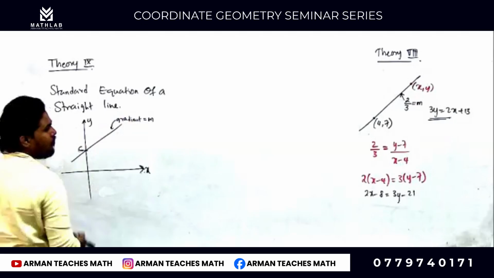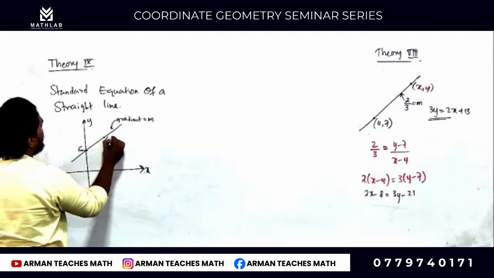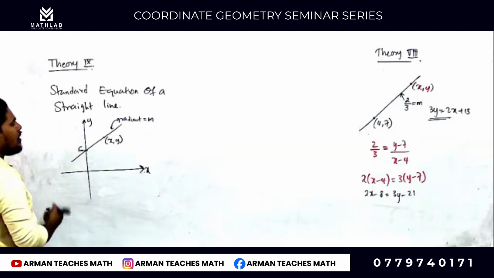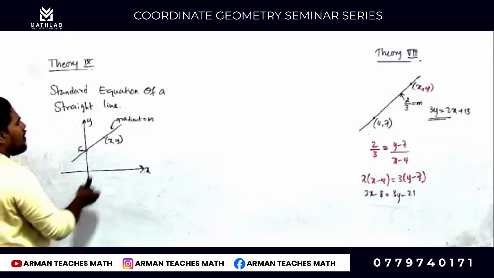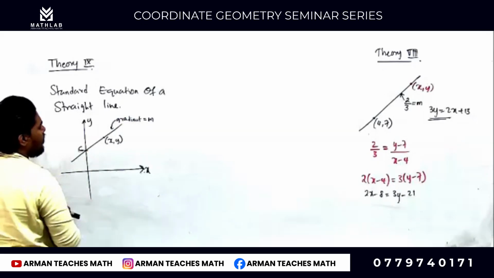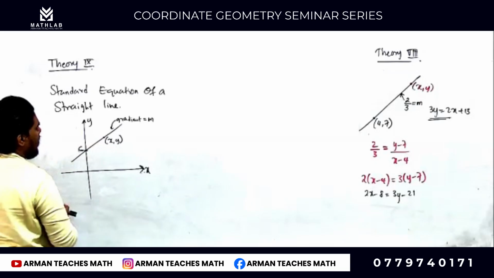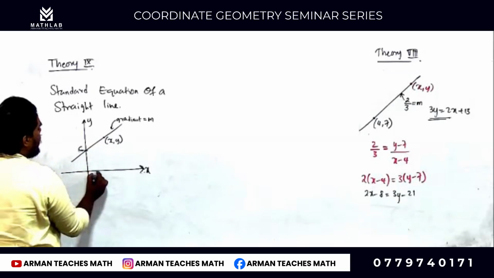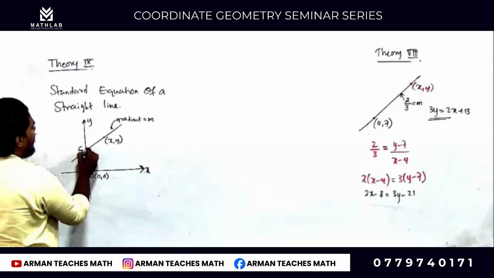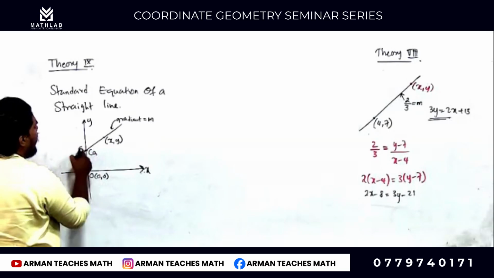A pair of general coordinates, we'll take as x, y. The relation between the x coordinates and y coordinates is what we refer to as the equation of the straight line. Here we have the origin, with coordinates 0, 0. If we take this point, what will be the coordinates? The x coordinate is 0, and the y coordinate is c.